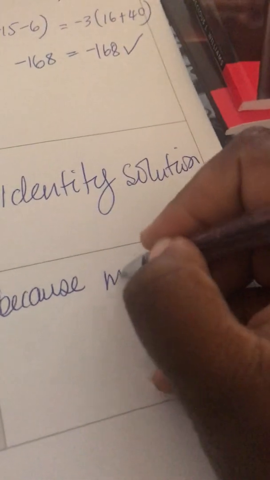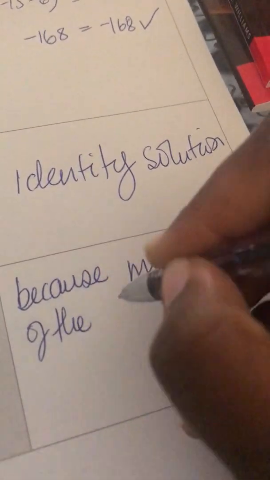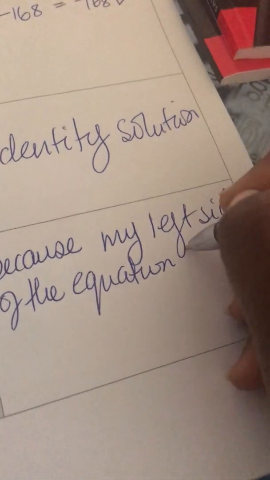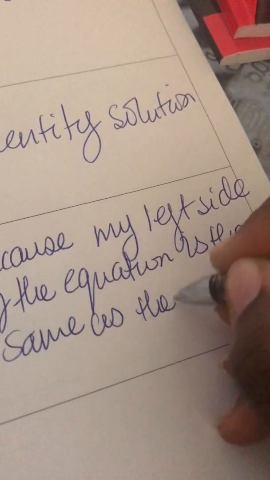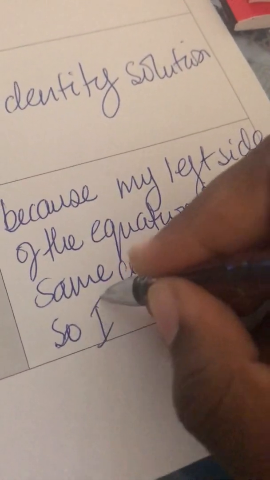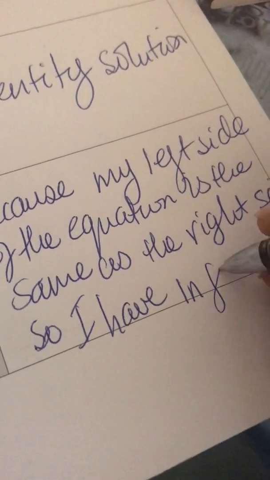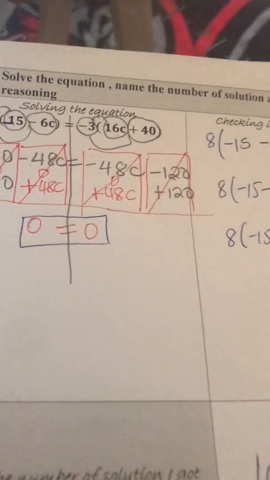So now, this is an identity solution. An identity solution. How do you know? Because my left side of the equation is the same as the right side. So I have infinitely many solutions. Infinitely many solutions. Okay? So that's how you do that question.